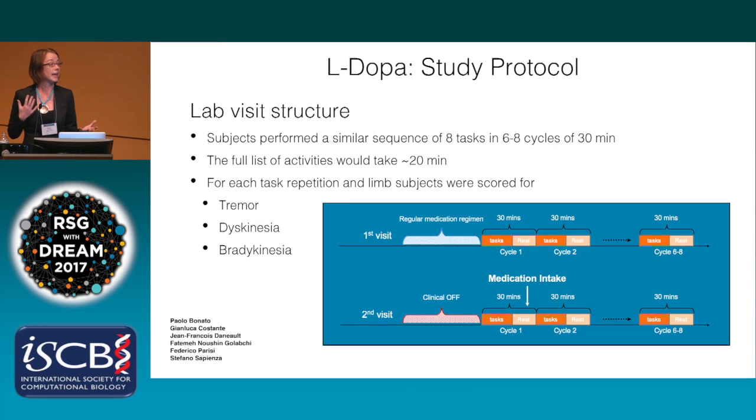For each time a task was performed, all limbs were scored with respect to tremor, dyskinesia, and bradykinesia. So for each test, we have a corresponding score of each of these 3 symptoms.